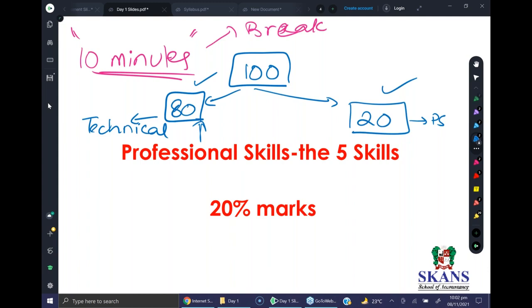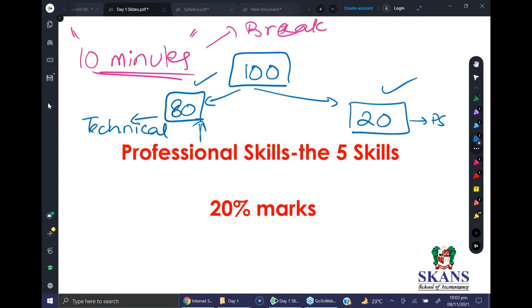So that's not possible. You're right, Rabia. And I really like the explanation from Fiza. She says that you get professional skills marks by adding the 5 skills to your answers. And how do we add that? Again, the question is, should we write an extra line or something?